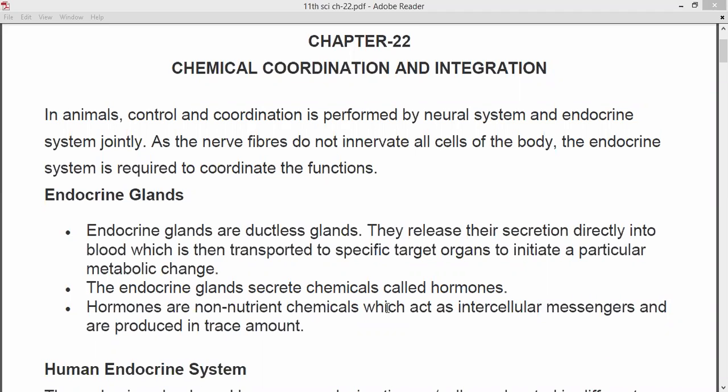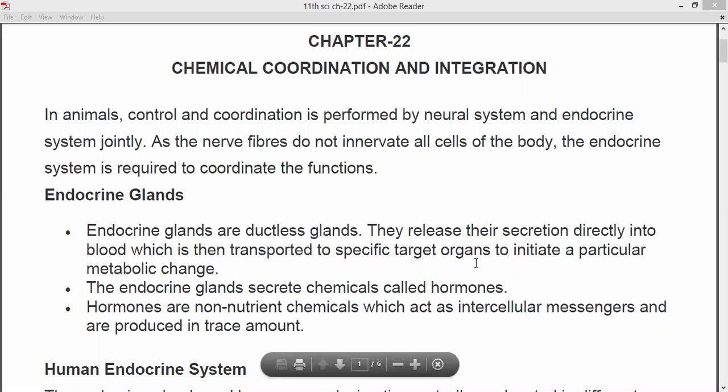When we are talking about hormones, they act as intercellular messengers. Intercellular, that is, whatever messages need to be sent between two different types of cells, that is carried out with the help of the hormones. And they are also produced in trace amounts, right? So for this reason, the specific amount of hormones should be secreted in your body. If excess secretion is seen, then it can lead to several problems, or if less amount is secreted, then also it can lead to problems, right?